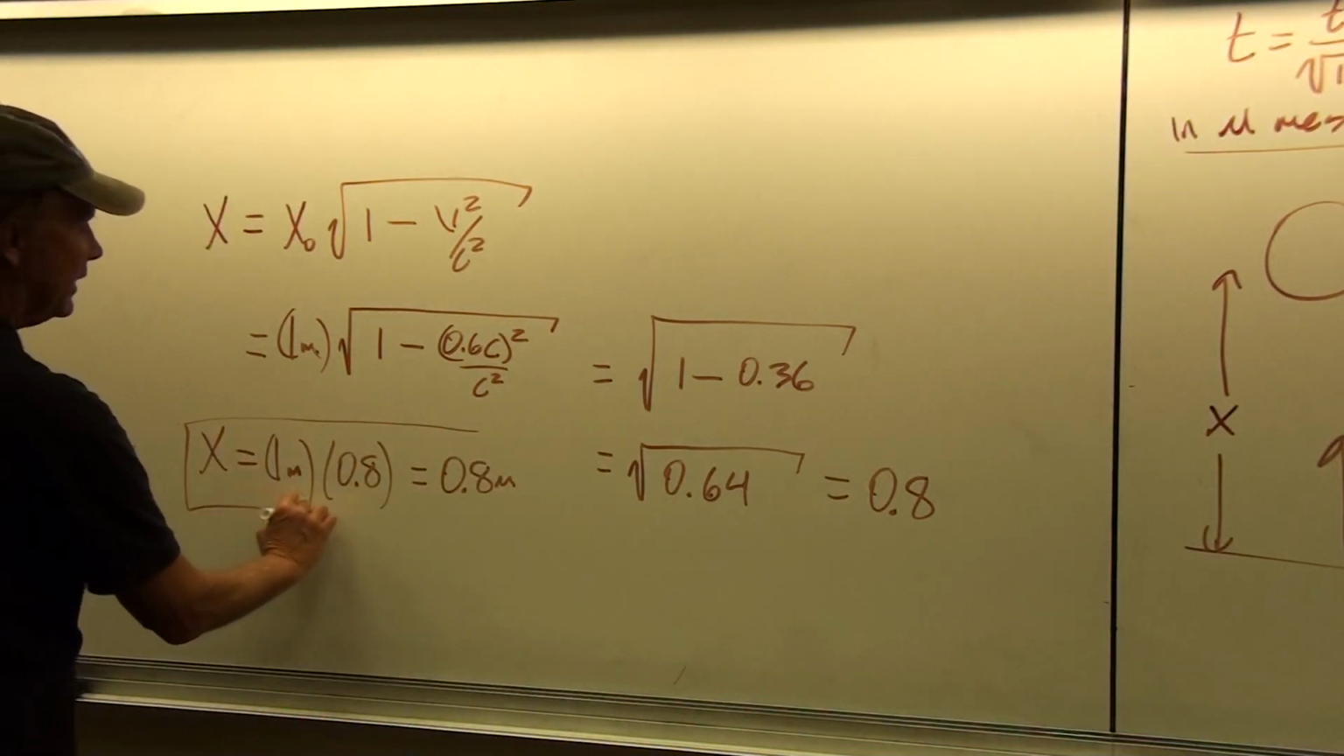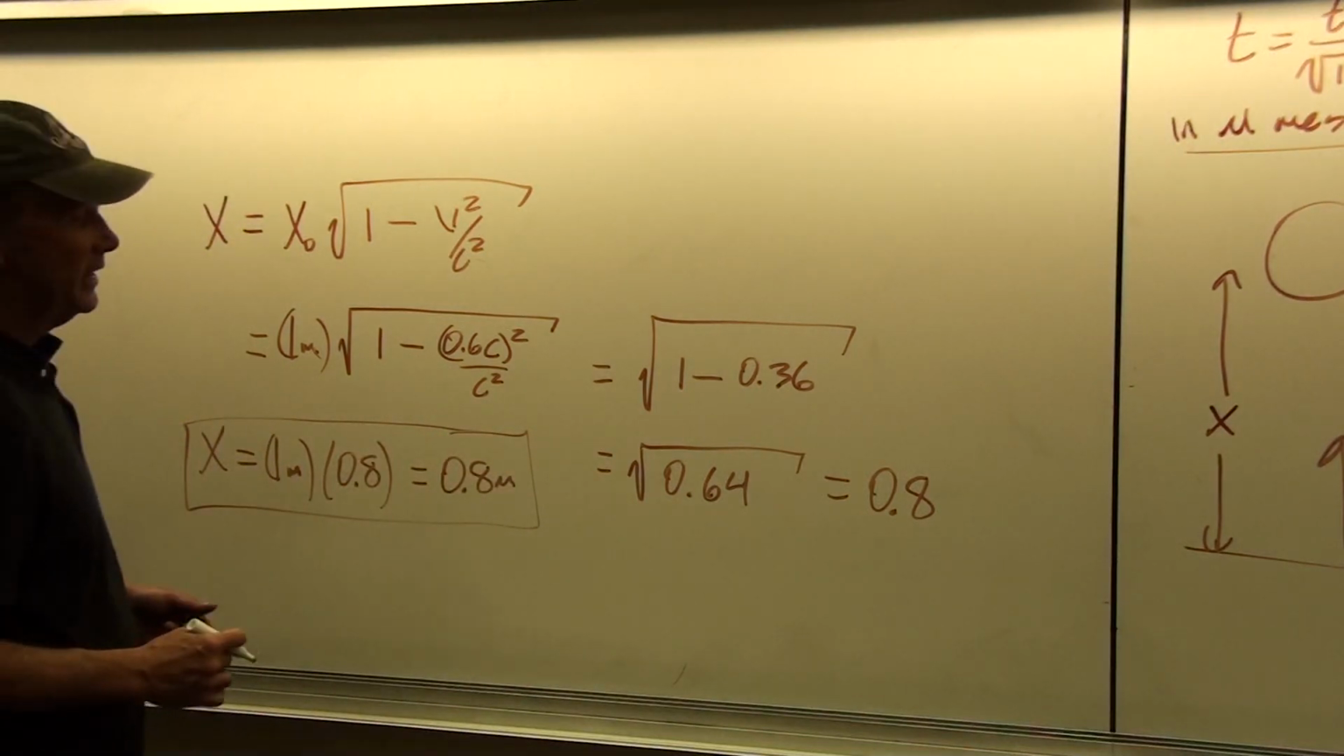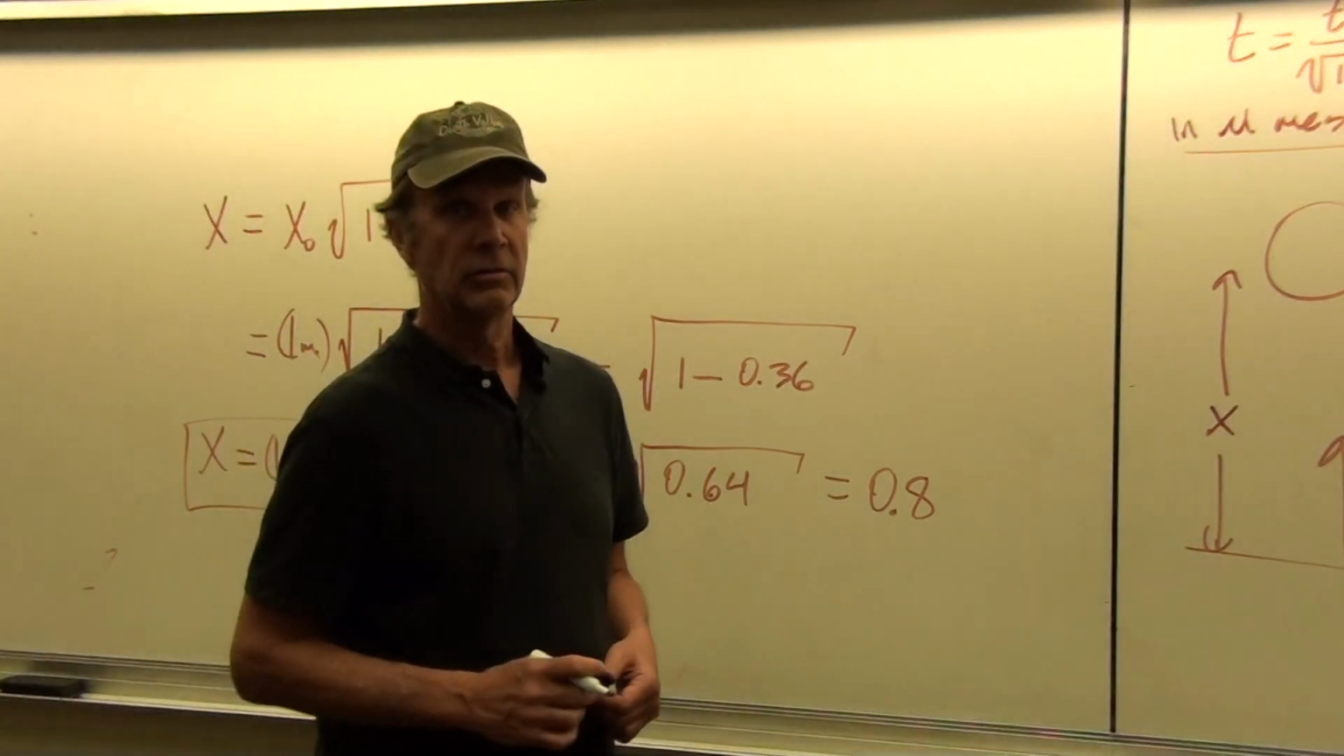The meter stick is 20% shorter than it was when it wasn't moving.